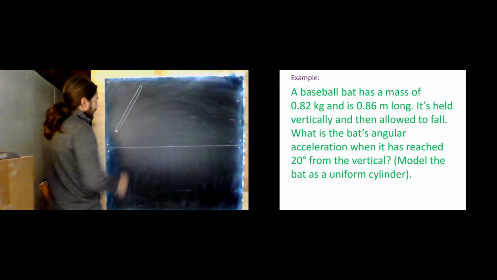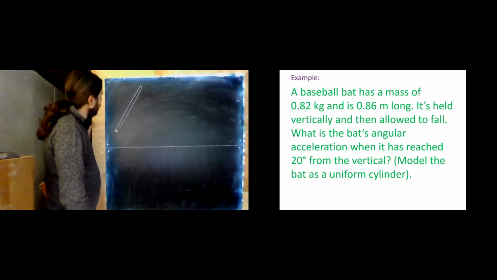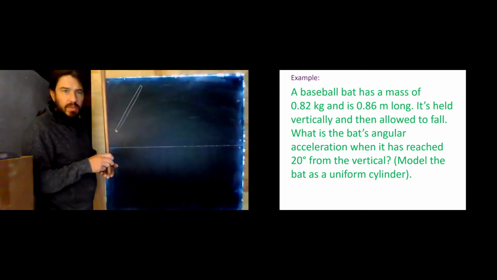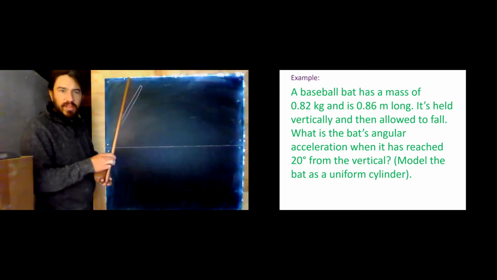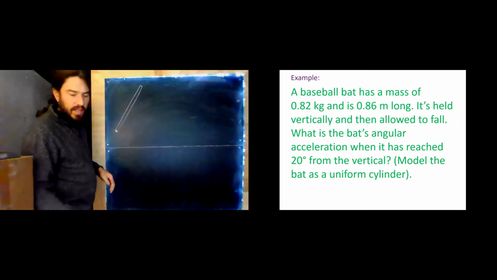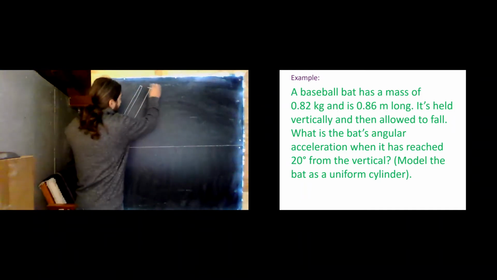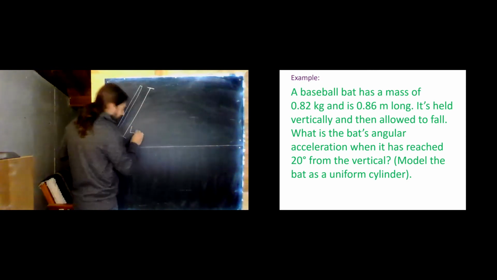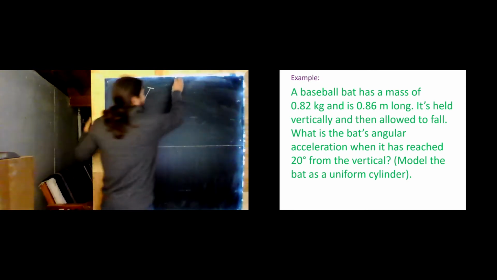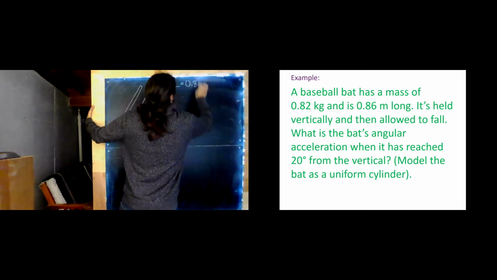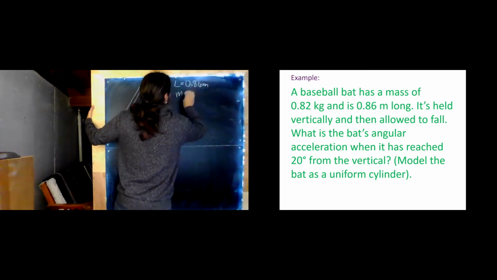Okay, there's my baseball bat. Where's the pivot? Doesn't really tell us, does it? But if my baseball bat's falling, isn't it pivoting about this point right here? So I think my pivot is down here. Let's just identify its length as L, which they gave us, right? L equals 0.86. And then they gave us the mass.